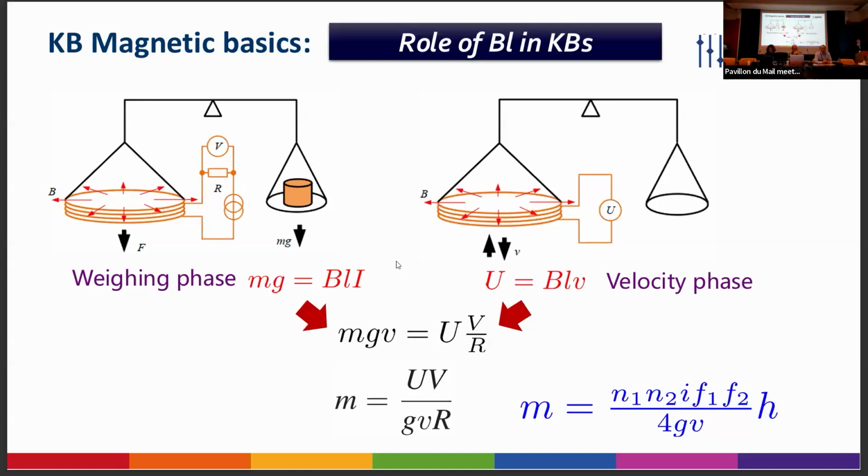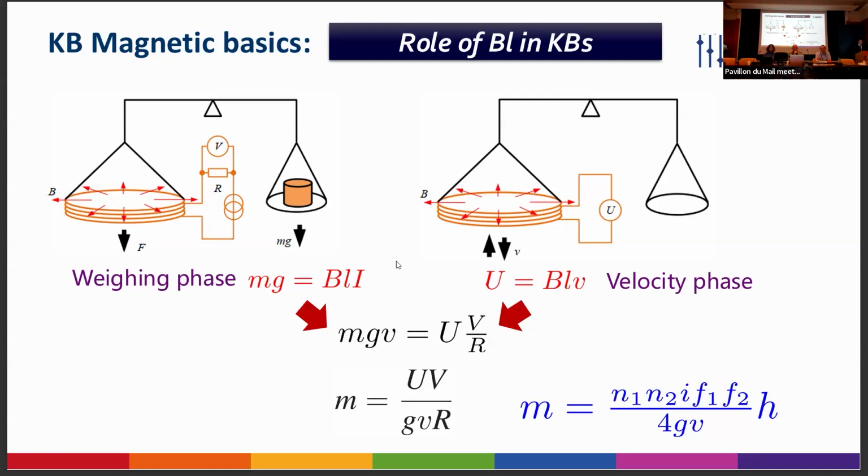I think some of the audience may not be that familiar with Kibble balance principles, so I will give you a very brief introduction. We have the weighing phase. You put current into a coil. This coil is placed in the magnetic field. You generate an upward or downward force, which balances the weight of the test mass, mg. You get mg equals BLI, and BL is a quantity that is very difficult to measure.